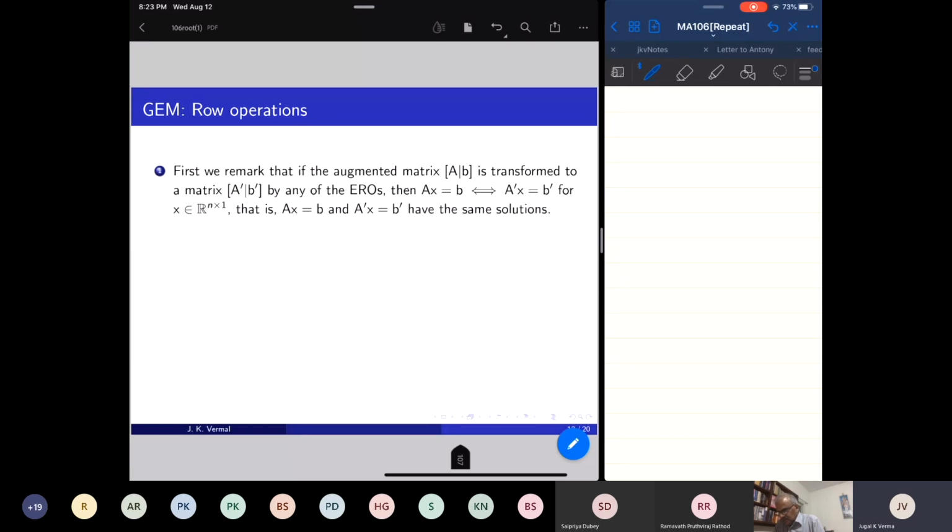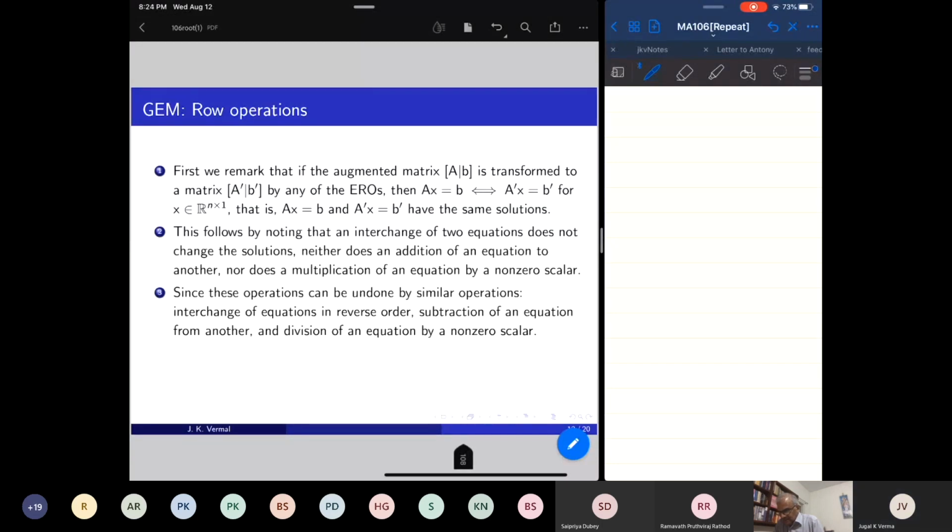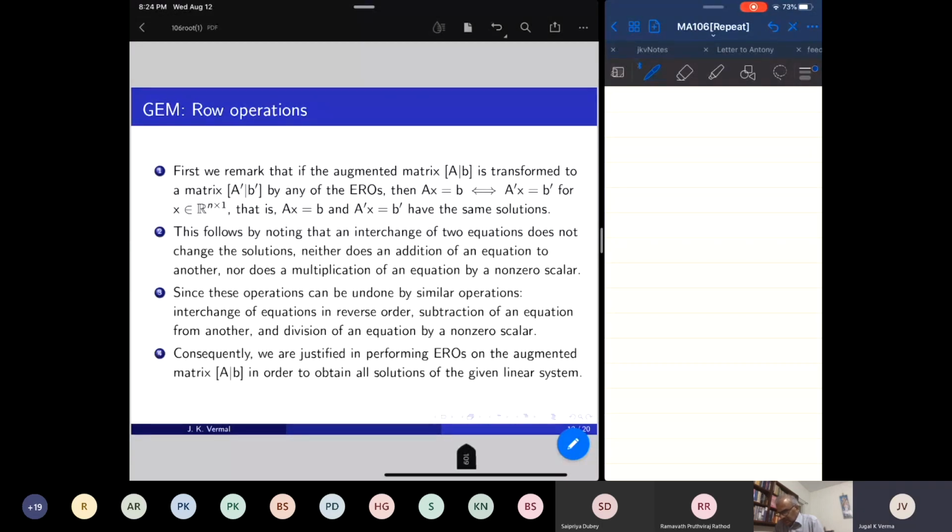Okay, so if we transform an augmented matrix of a system of linear equations by using these three elementary row operations, we keep on getting new matrices, and the corresponding solutions are one and the same. So we are justified in performing elementary row operations on the augmented matrix in order to obtain all solutions of a given system.